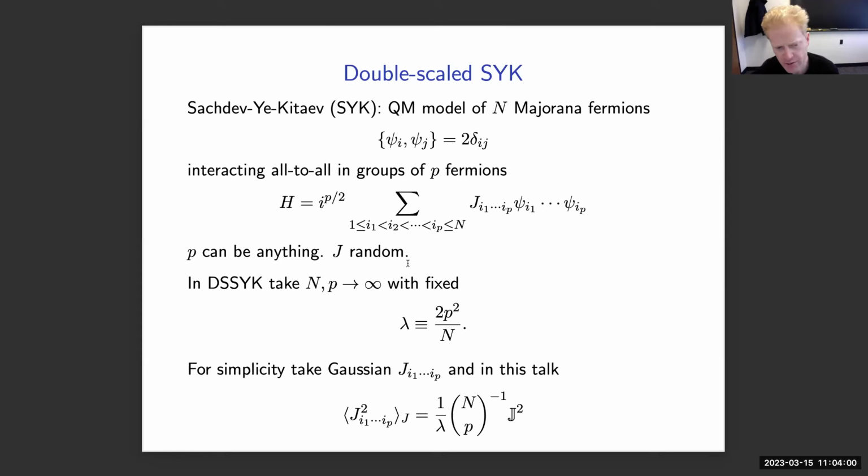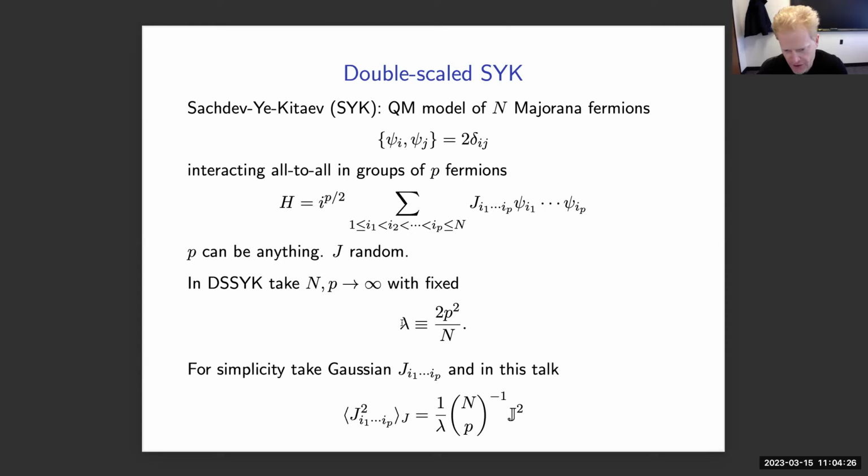But in double-scaled SYK, we always take n to infinity, but here we also take p to infinity, and we keep this ratio p squared over n fixed in the large n limit. This ratio I'll denote by lambda, and we'll discuss this coupling constant lambda a lot in this talk. So just keep in mind that p squared over n is this lambda.